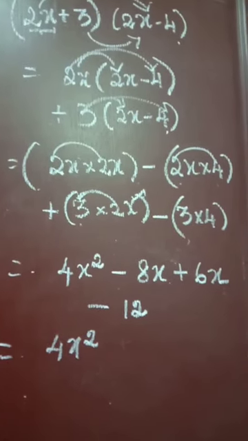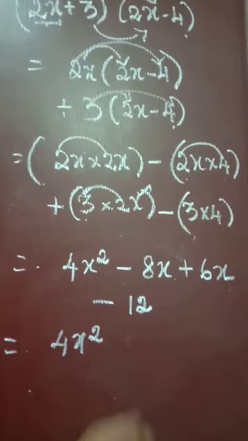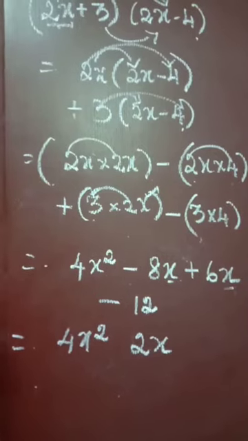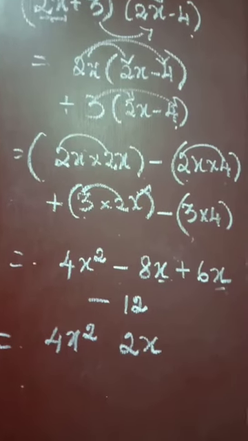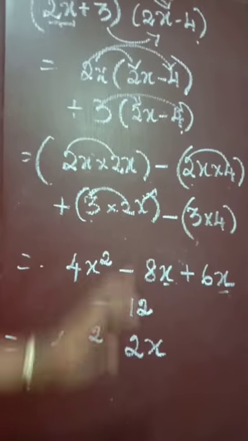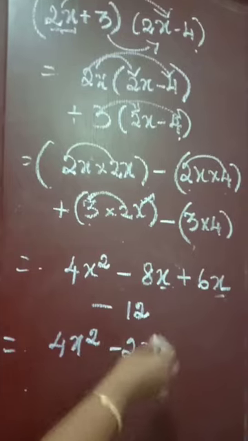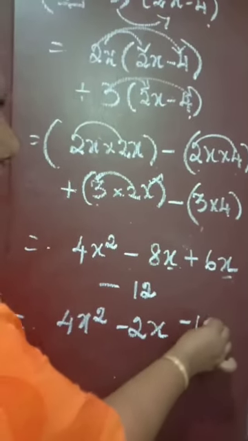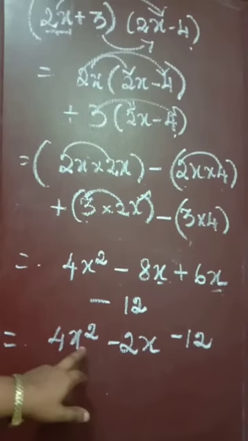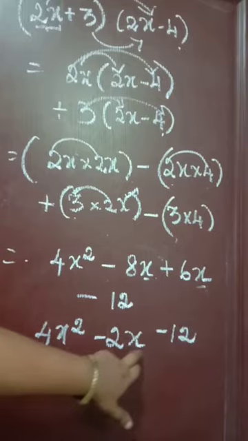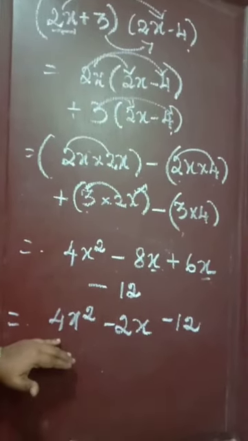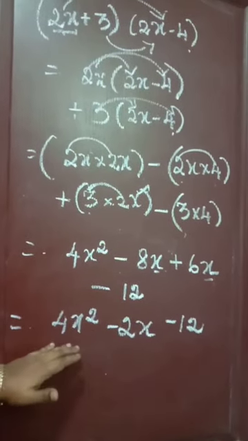So 8 minus 6, what is the answer? Yes, 8 minus 6 is 2. So here x, I write x. Which is the biggest number, 8 or 6? Yes, 8 is the biggest number. Before 8, what is the sign? Minus is the sign, so here I put minus. Next one, minus 12. Hereafter you don't simplify the sum, because this is an x square term, this is an x term, and this is without variable. So all are unlike terms. So don't add or subtract the numbers.